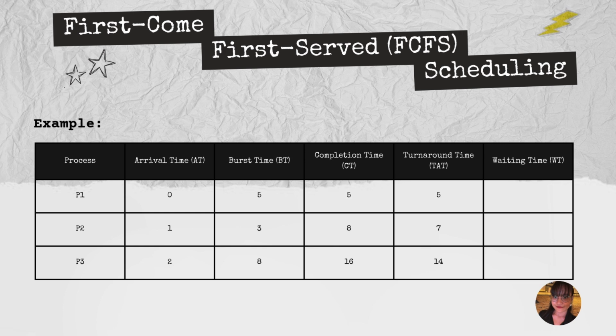To find the turnaround time, we have the formula: turnaround time equals completion time minus arrival time. So for P1, it equals 5, for P2, it equals 7, and for P3, it equals 14. Then, to find the waiting time, we have: waiting time equals turnaround time minus burst time. For P1, it equals 0, for P2, it equals 4, and for P3, it equals 6.